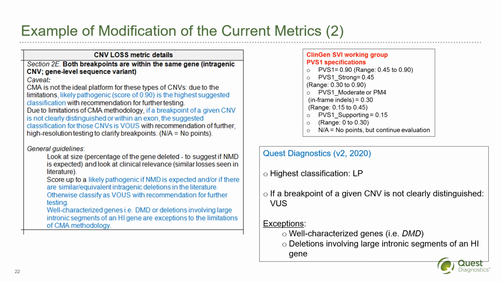We modified section 2e for the deletion metric as follows. Because macroarray is not the ideal platform for intragenic CNVs, the highest score will be likely pathogenic. However, if a breakpoint of a given CNV is not clearly distinguished, it will be reported as uncertain. Exceptions are well-characterized and high-probe coverage genes such as DMD, and deletions involving large intronic segments of a haploinsufficient gene.